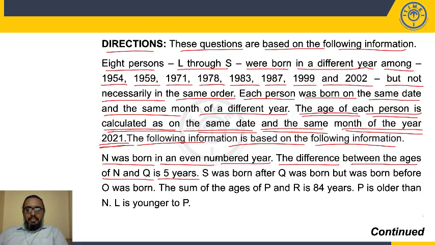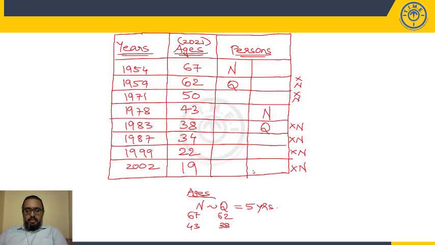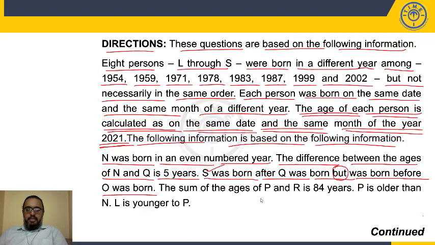Then S was born after Q was born, but was born before O was born. So when you have "but," it refers to the first person. So S should be after Q, but before O. So I can refer to it like this. S should come after Q but before O. So the arrangement of S, Q and O should be like this. So S and O basically should come after Q only. Okay, we'll come back to that.